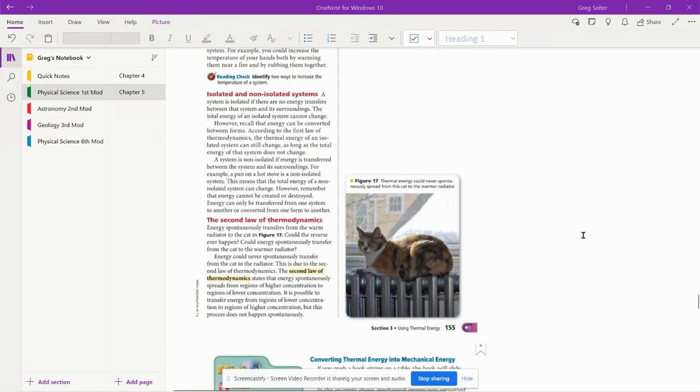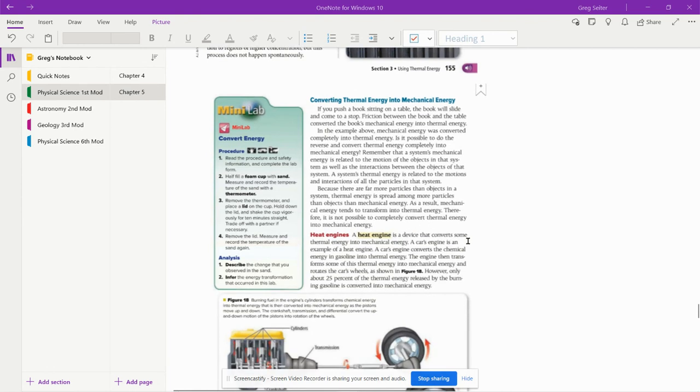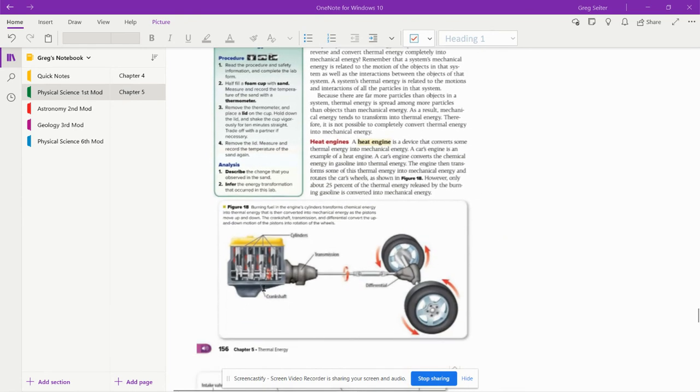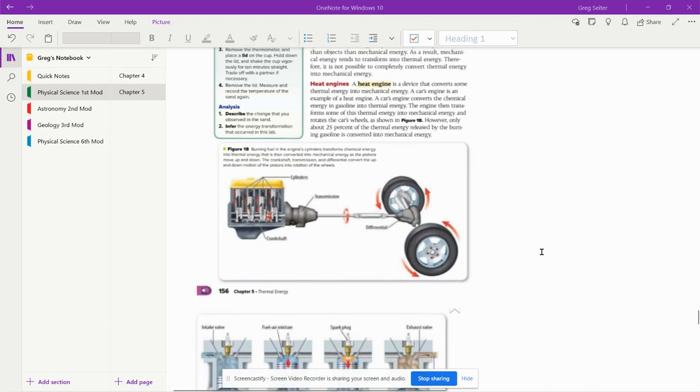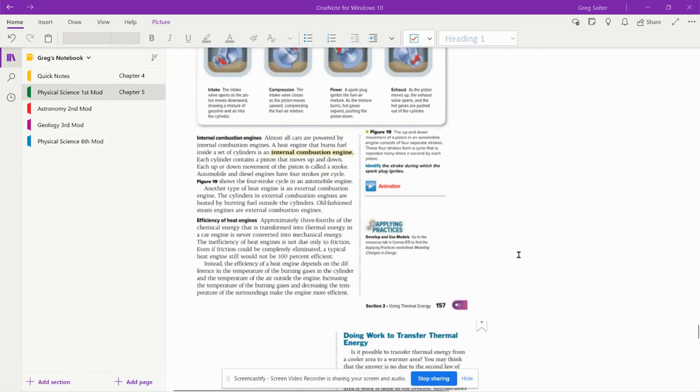Here's the big one. The second law of thermodynamics basically says that heat travels from hot to cold. All right. The second law of thermodynamics states that energy spontaneously spreads from regions of higher concentration, higher temperatures, to regions of lower concentrations or cooler temperatures. It's possible to do that backwards, but when we do that, we have to add energy. And when we turn thermal energy into mechanical energy, we have to use what's called a heat engine, like a car system. And here's the process of how a car works, an internal combustion engine, all right?